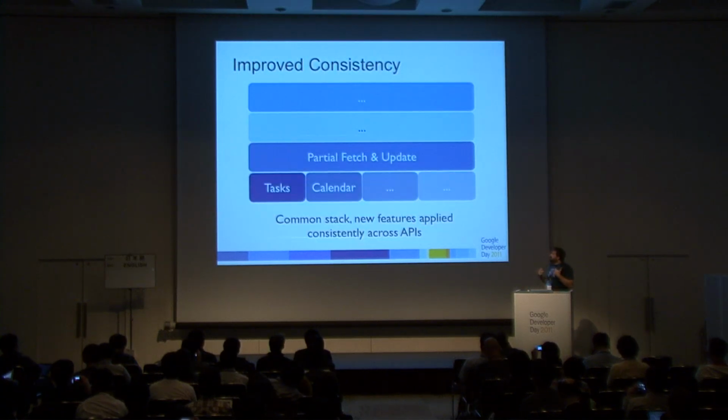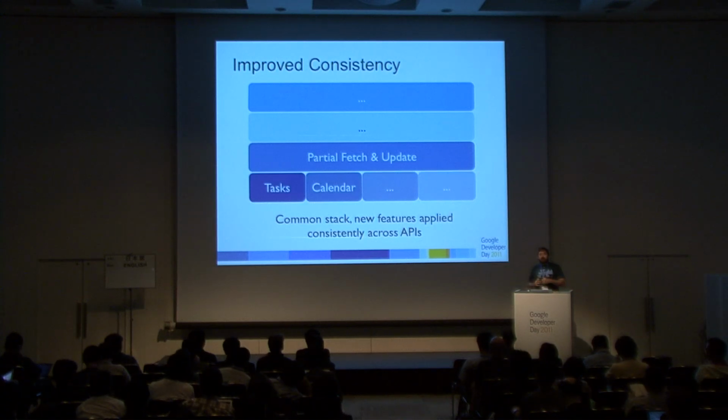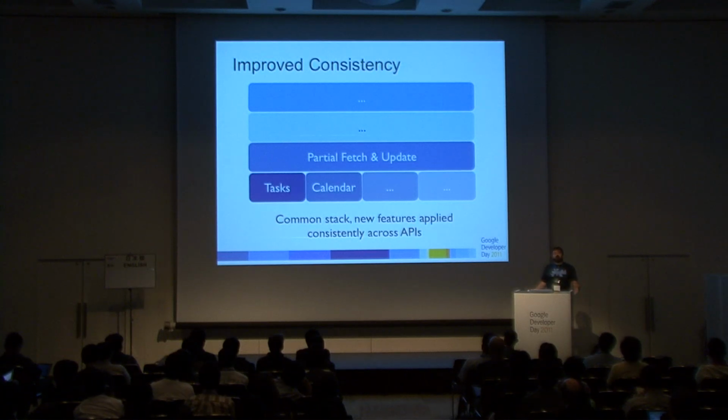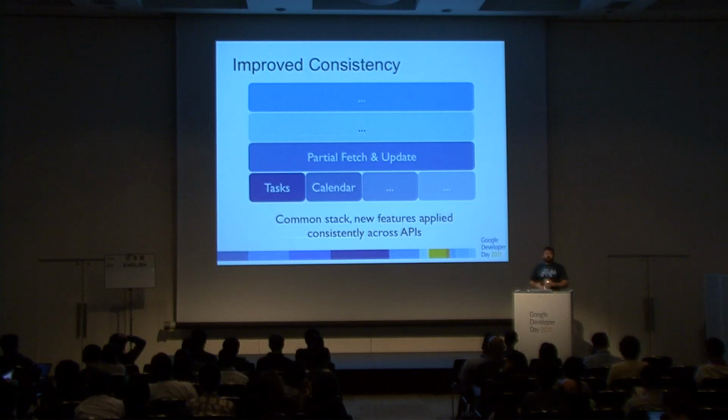We have, by virtue of this new stack and new infrastructure we're using, a lot more consistency in our APIs. Whenever we add a new feature, say partial response and partial updates, which I'll talk about in just a moment, we can roll that out to all of our APIs that are using this new infrastructure at the same time. When we add things like batching, again, that's a feature that we can roll out to all of our APIs very quickly, whereas previously it would take sometimes months or even years for different APIs to catch up. So it's a lot easier for developers who are using multiple APIs to work efficiently across them.